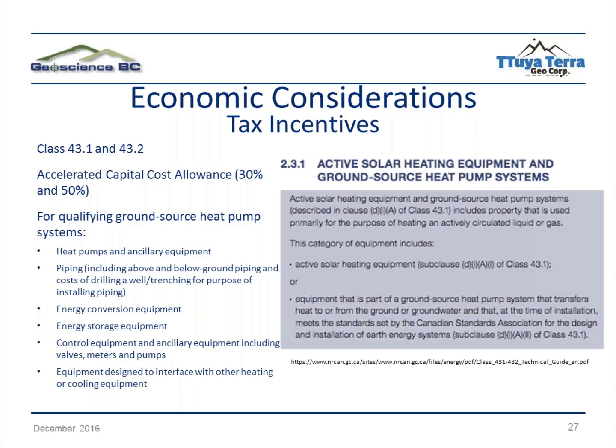And in order to qualify, it's all of the equipment that is utilized within, in this example, a geo-exchange system. So the heat pumps, the piping, the equipment that's used for energy conversion, the equipment that may be used for energy storage. All of these different equipment can be used under these classes for accelerated capital cost allowances.